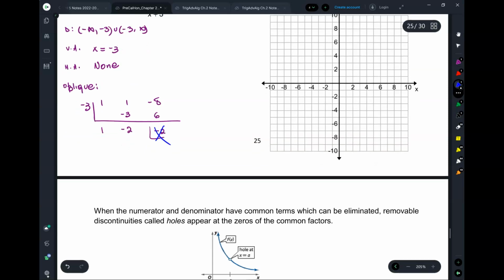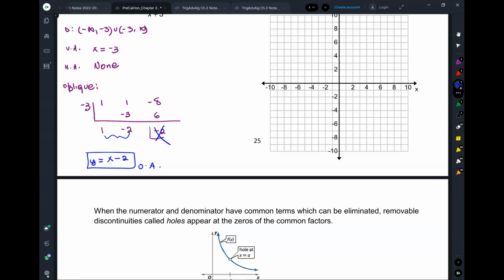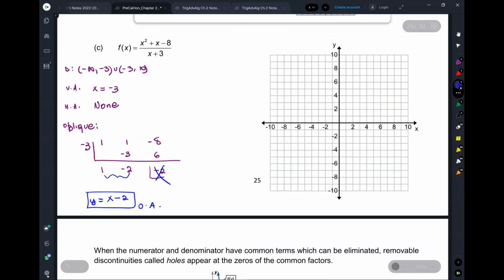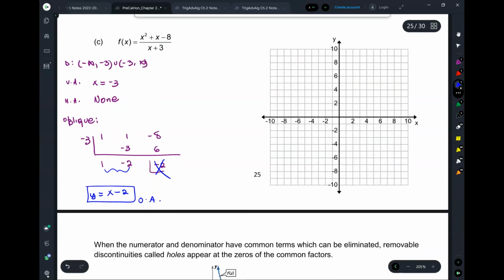What is this polynomial here? X minus 2. Y equals x minus 2 is the oblique asymptote. Okay? So let's graph y equals x minus 2. You graph it like you did back in algebra. Y equals mx plus b. So y-intercept, up 1 over 1. This is so exciting. That's an oblique asymptote, so we make a dashed line.